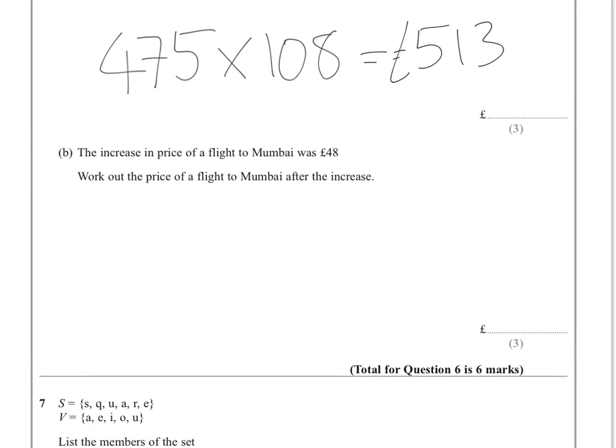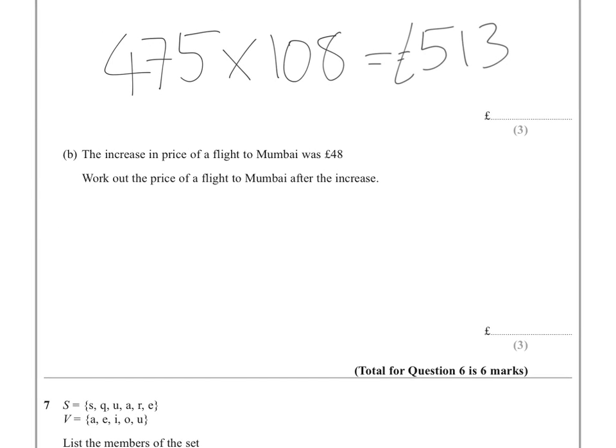Part B, the increase in price of a flight to Mumbai was £48. Work out the price of a flight to Mumbai after the increase. So it was increased by 8% and it went up £48. So the original price I don't know, but I know that it increased by 8%. Or alternatively, 8% of the original amount must be the amount it went up by, £48.